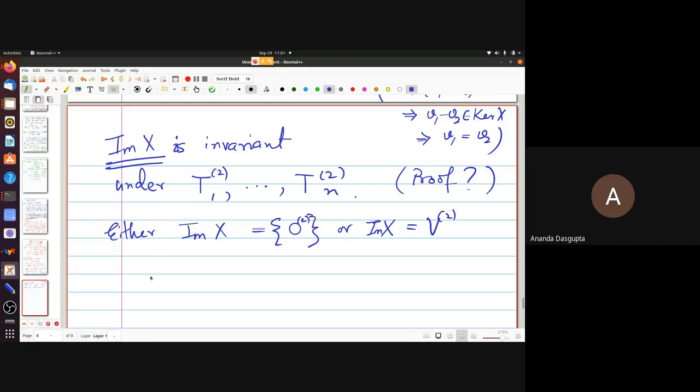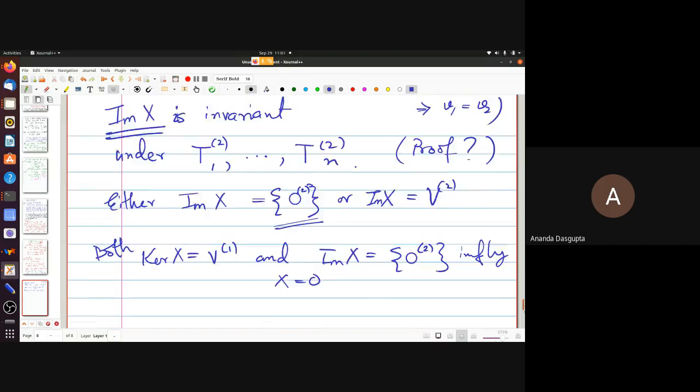So now, the image of X is this one. What does it tell you? If this were the case, what does this tell you about X? Null map. It has to be a null map. So that means both the kernel of X equals V1 and the image of X is 0. Both of these imply only one thing, that X is 0.